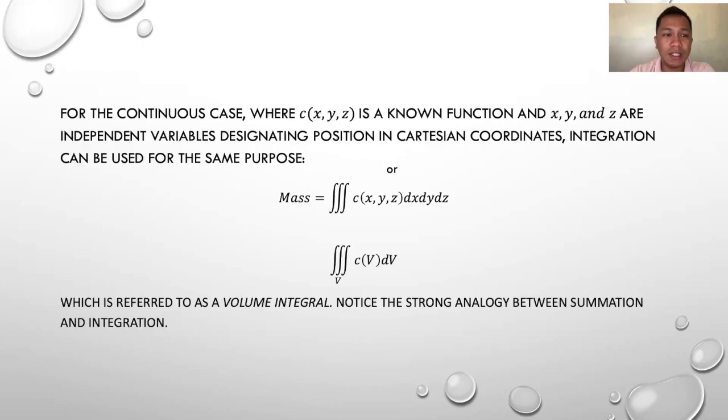For the continuous case where C(x, y, z) is a known function and x, y, z are independent variables designating position in Cartesian coordinates, integration can be used for the same purpose. So this is the triple integral, which is referred to as the volume integral. Notice the strong analogy between the summation and the integration.